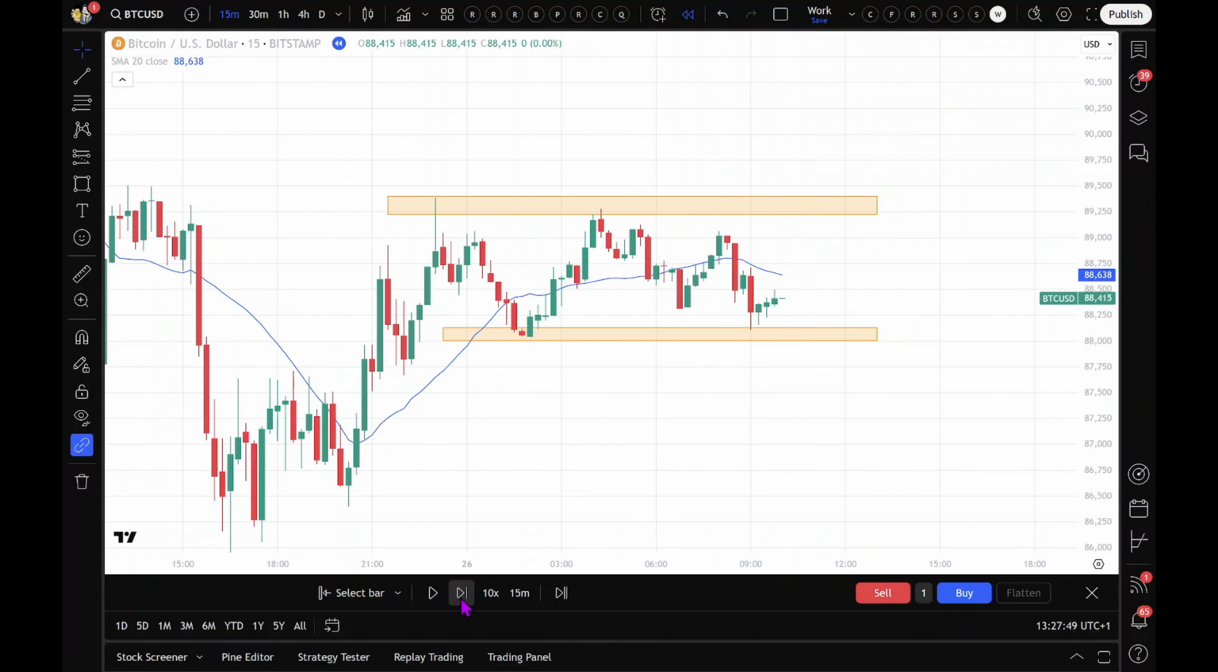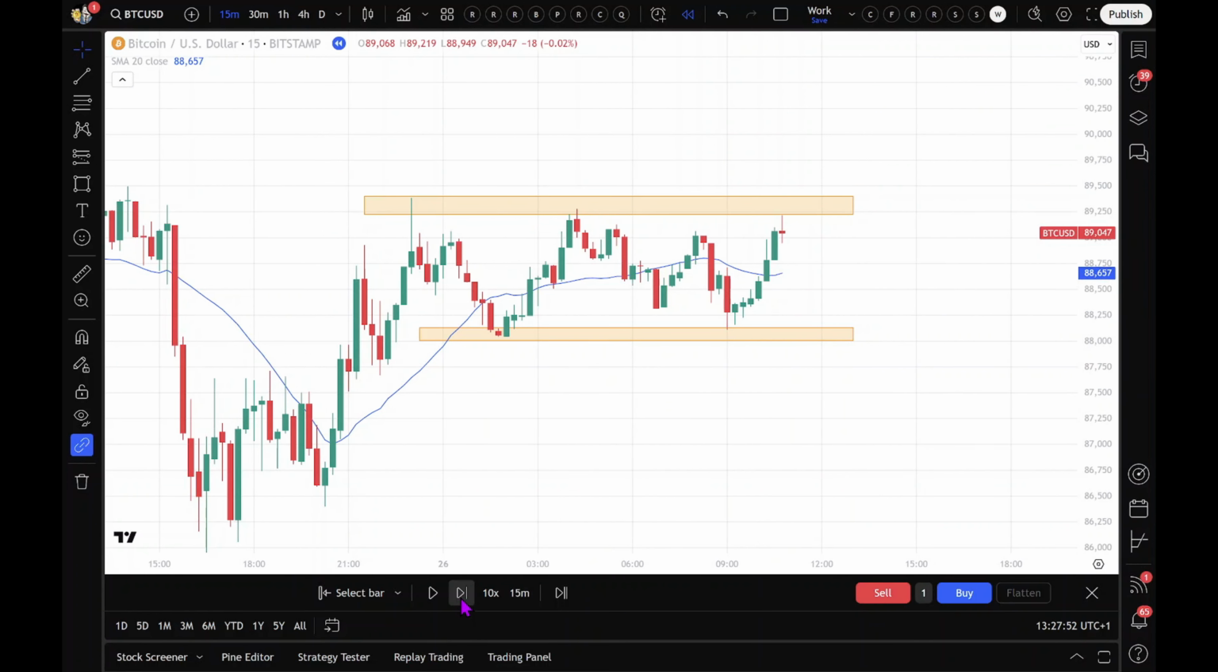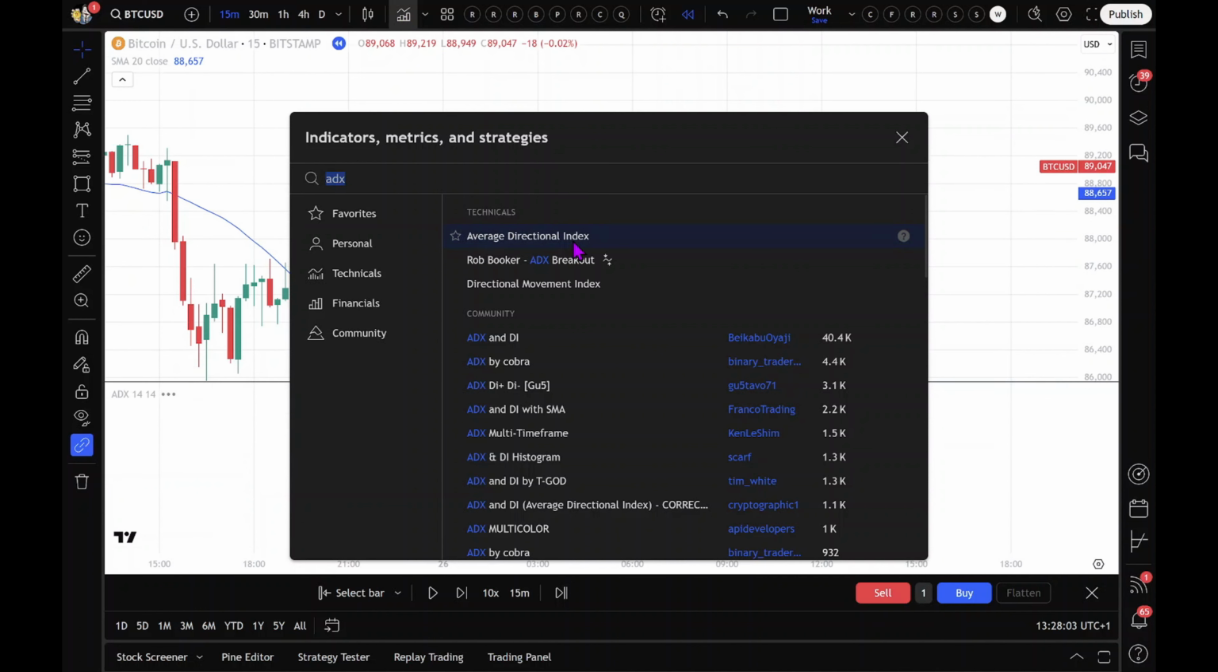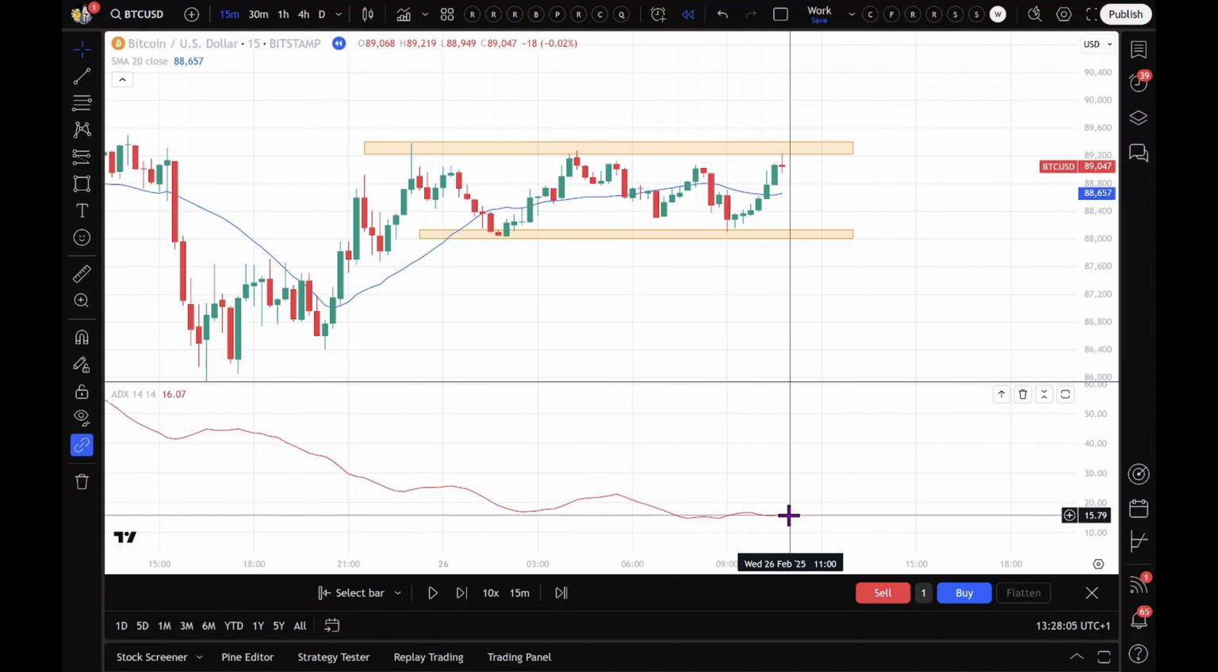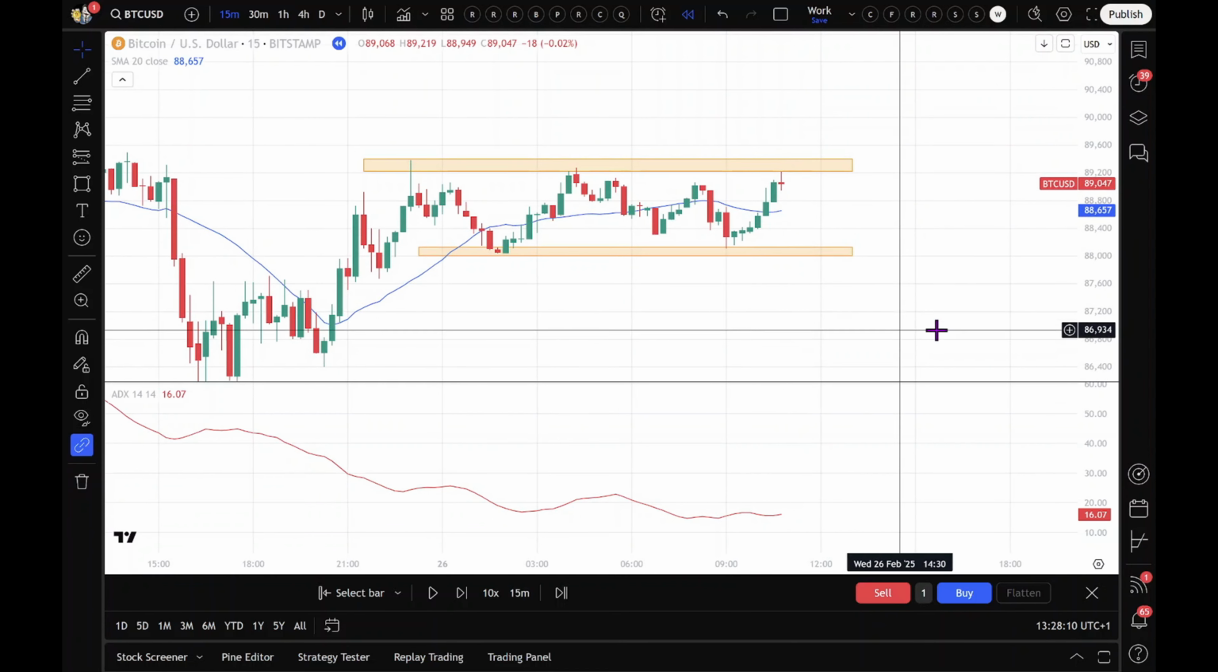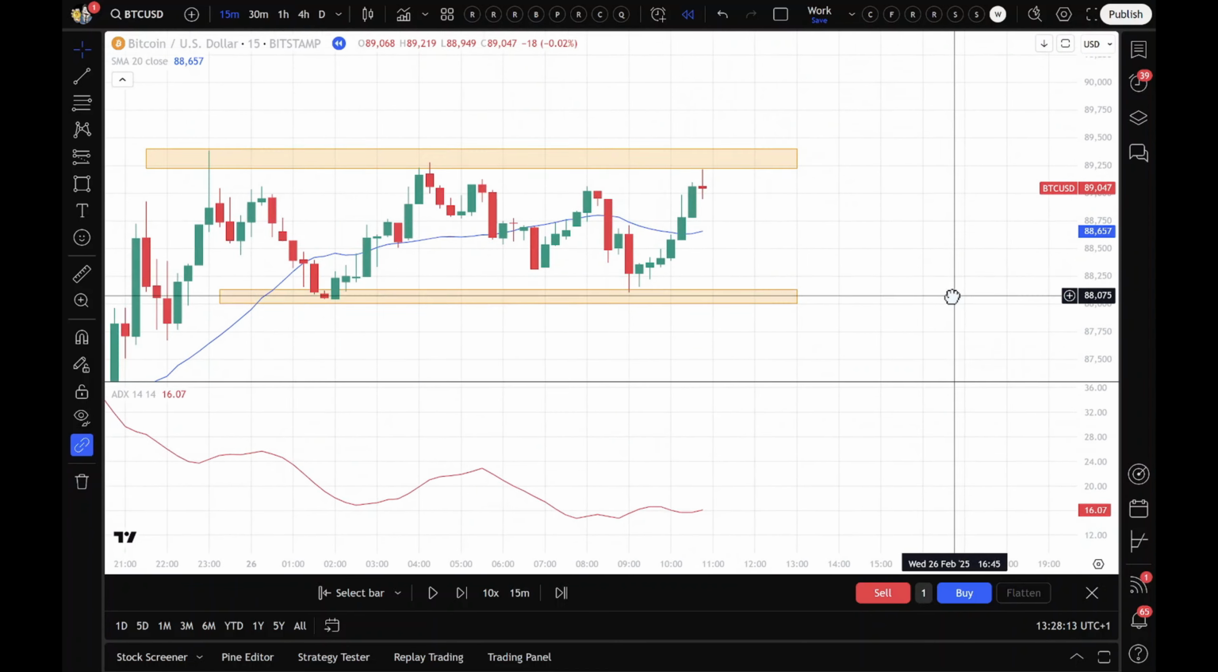Let's see what happens next. The price rises slightly, touches the resistance level, and then forms a doji, that is a rejection candle, confirming the resistance. Let's check the ADX, Average Directional Index. It's at 16, which is below 25. This confirms that the market is ranging rather than trending.